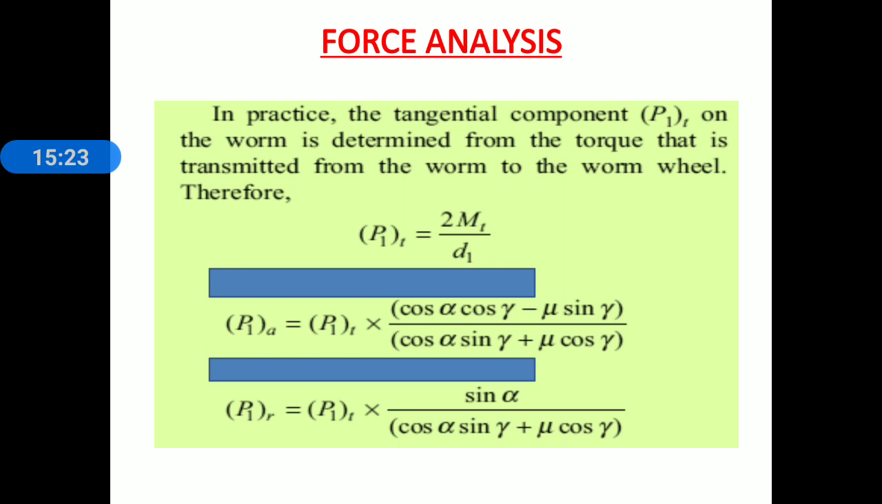Now we know how to get the components of the resultant tooth force acting on a worm wheel, which was already discussed in a previous slide. First component, tangential component. How to get the tangential component in the case of a worm wheel? P2T is equal to P1A. Next, the axial component of a worm wheel, P2A, is equal to P1T, and the last component of the resultant tooth force acting on a worm wheel, that is radial, P2R, is equal to P1R.